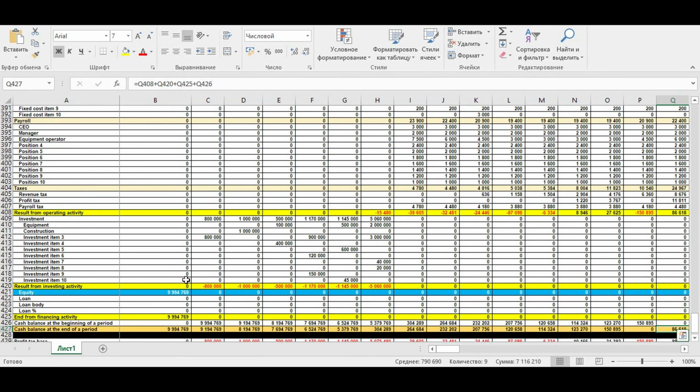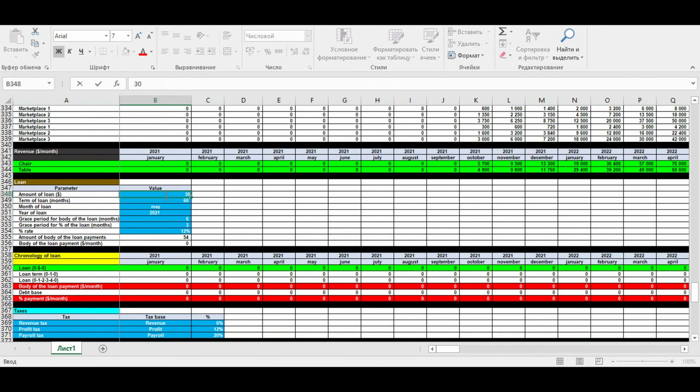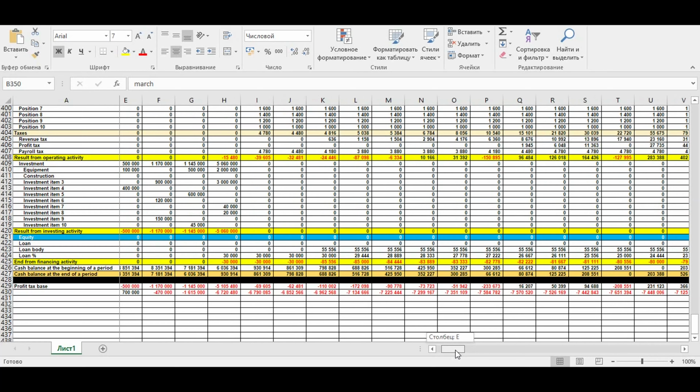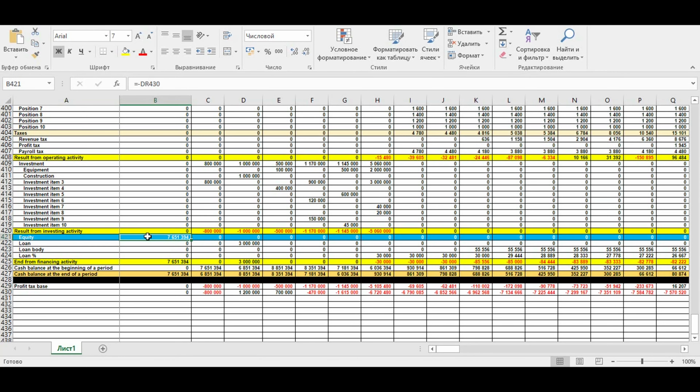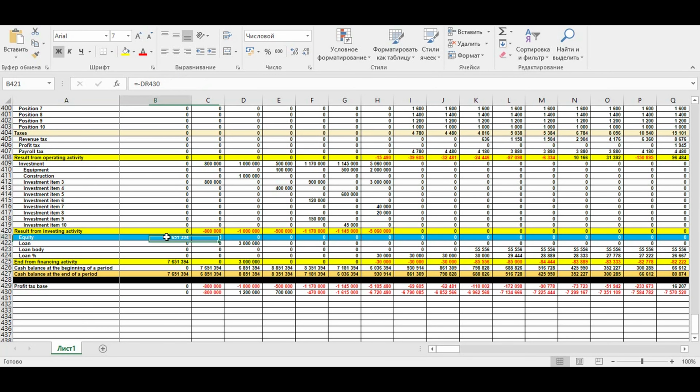For example, if we want to add a loan, we can add a loan. So this figure decreases. We can see the appearance of the loan. Here we see the point of minimum of cash balance at the end of the period. So this means that we need this money plus this money to finance our business idea.